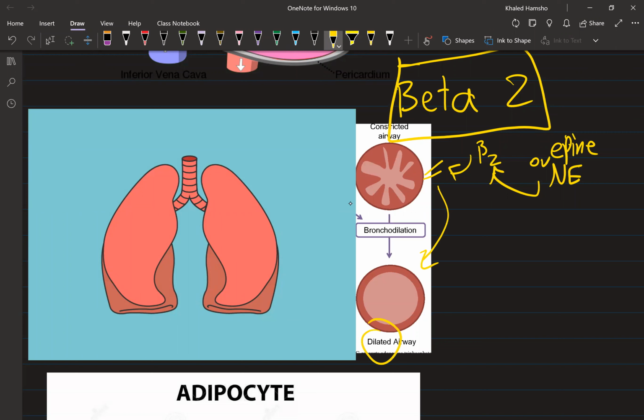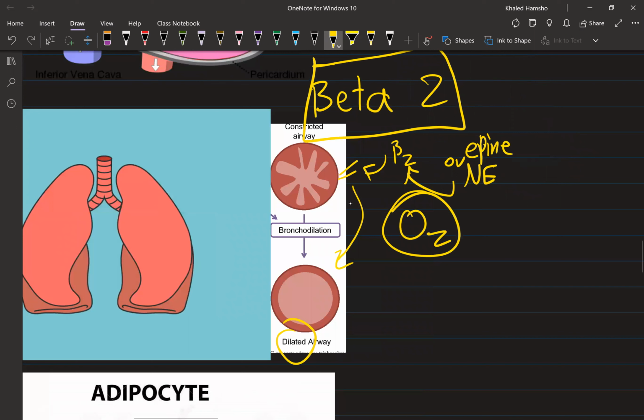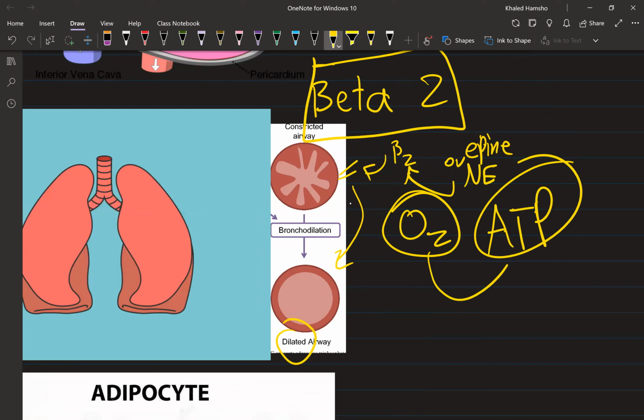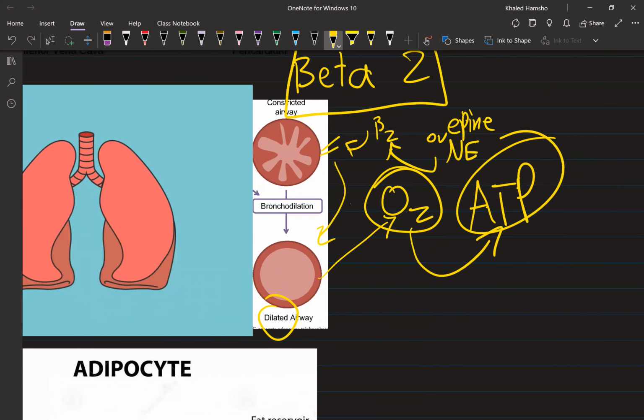The reason is because you need more oxygen when you're in the fight or flight response. You need more oxygen because you need more ATP. If you remember, oxygen leads to the formation of ATP. That's why the airway dilates, to allow more oxygen in.